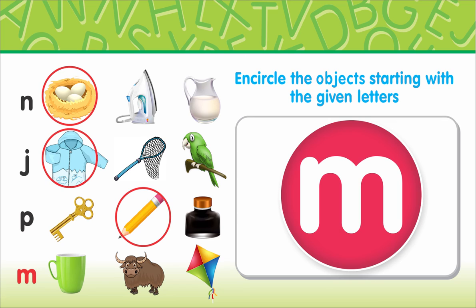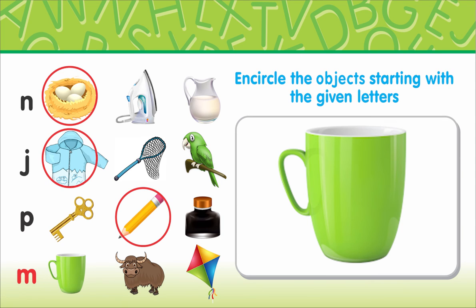M stands for mug. Mug is the first picture of the row. So, we encircle the picture of a mug.